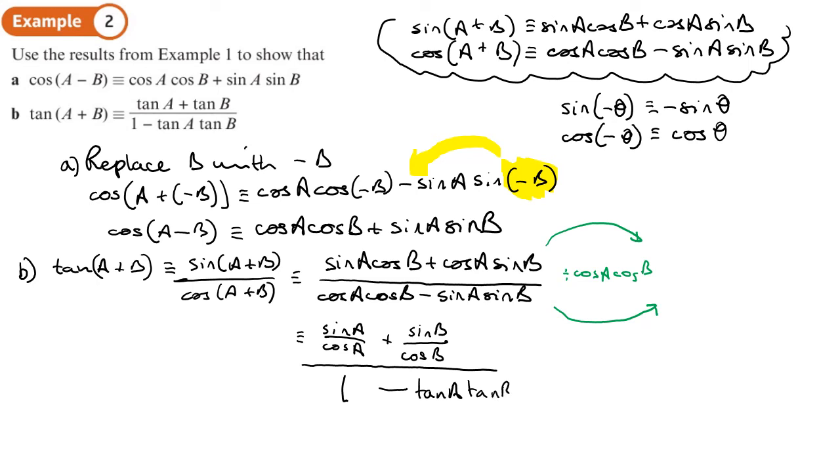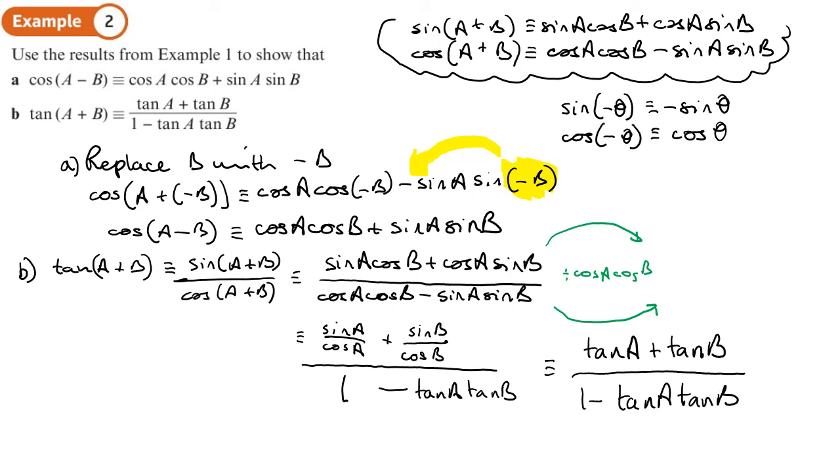So that basically becomes sine A divided by cos A, which is just tan A, and then sine B divided by cos B, which is tan B. And then this very first bit here becomes tan A, so we have tan A plus tan B all over 1 minus tan A tan B. There we go. So we've proved that identity as well.